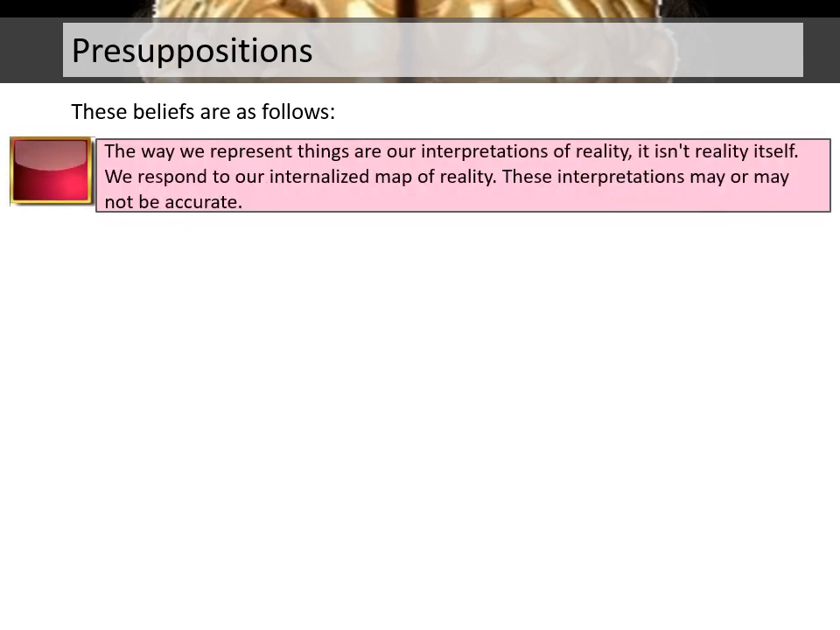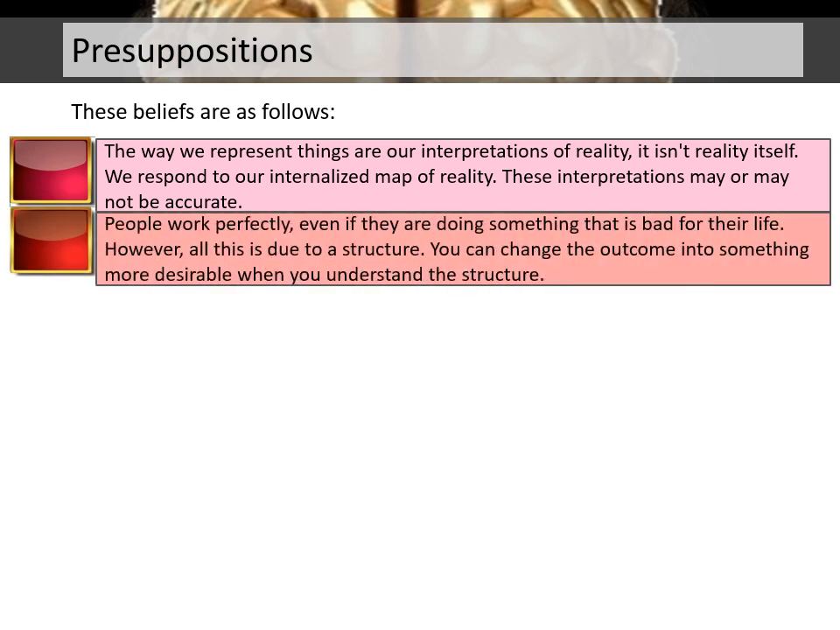The way we represent things is our interpretation of reality. It isn't reality itself. We respond to our internalized map of reality. These interpretations may or may not be accurate. People work perfectly, even if they are doing something that is bad for their life. However, all of this is due to a structure. You can change the outcome into something more desirable when you understand the structure.